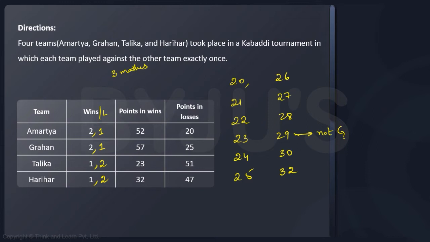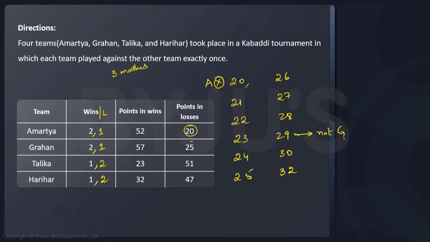Now let's take a look at what is happening. Amatya lost only one match, and in the losing match they conceded 20 points, which means this is definitely Amatya. I'll put a cross, which means Amatya lost this match. That's the meaning. Okay, so 20 belongs to Amatya.